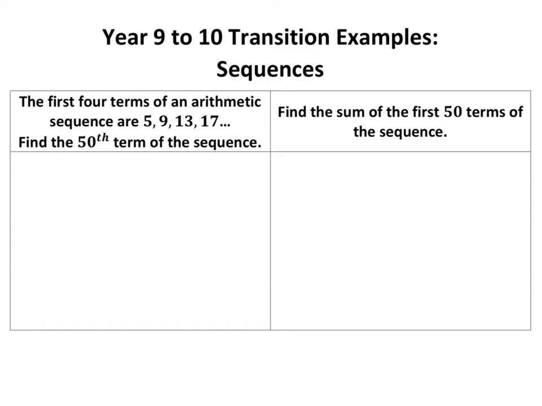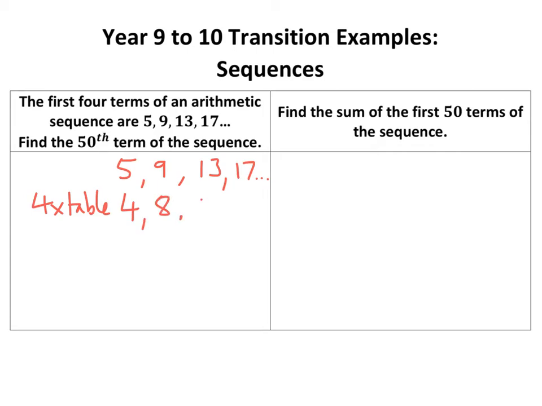Okay, so we're looking at sequences here, and it says the first four terms of an arithmetic sequence are 5, 9, 13, 17. Now an arithmetic sequence is just a sequence that goes up by the same amount each time. So in this case you've probably spotted it goes up by 4 each time. Now we've got a very famous set of numbers that goes up in 4s, and that's the 4 times table.